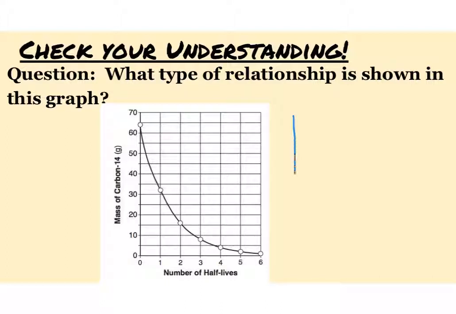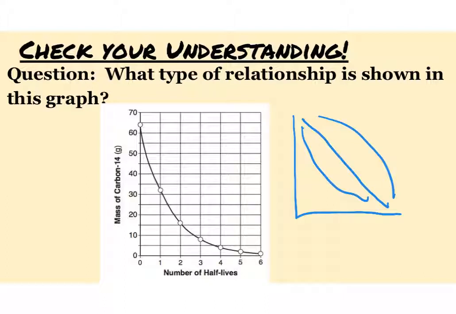And because this is a line that goes down from left to right, remember I said that it could be curved either this way or it could be curved this way. That's why this is an inverse relationship. If that line were going up like that, then this would be a direct relationship.